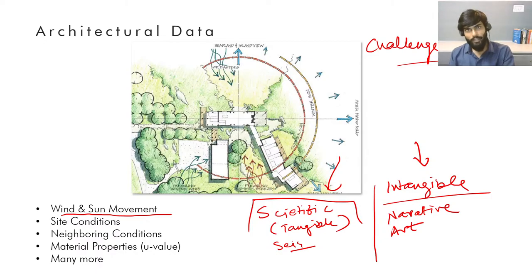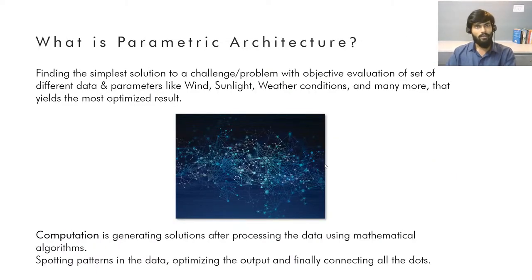Now, what is parametric architecture? Let's move to the next slide. What is parametric architecture? Parametric architecture is simply taking all those scientific data that we come across, like wind, sunlight, weather conditions, and many more, and combining them and computing them objectively. Now, what is objective evaluation? There is no subjectiveness. There is no emotion. There is no differentiation. If 2 plus 2 is 4 for me, 2 plus 2 will be 4 for you if we are objectively looking at it, right? If we are subjectively looking at it, then 2 plus 2 could be 5 or 10.